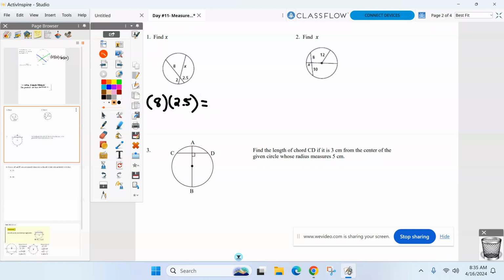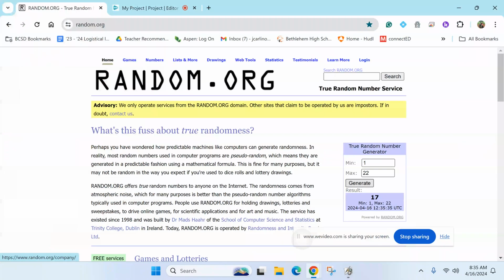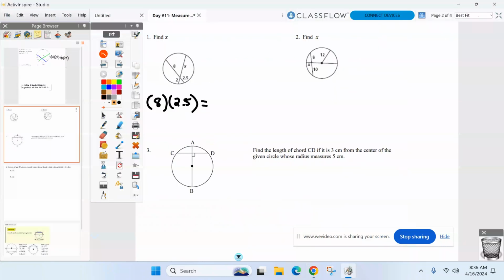So now go look at the other chord. What two lengths did it get broken up into? Stephanie? 2 and x. Good job. So 2 times x. Everyone's seeing how it works now that I'm actually putting numbers with it. So when two chords intersect, multiply the 2 parts of one, set it equal to the 2 parts of the other. I think we get 20 there.